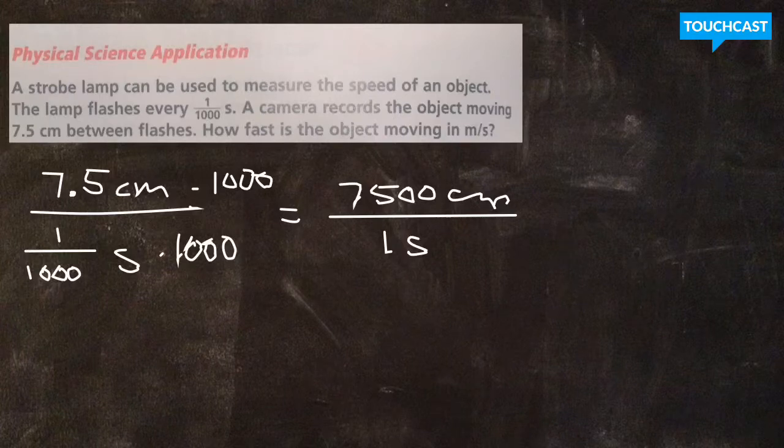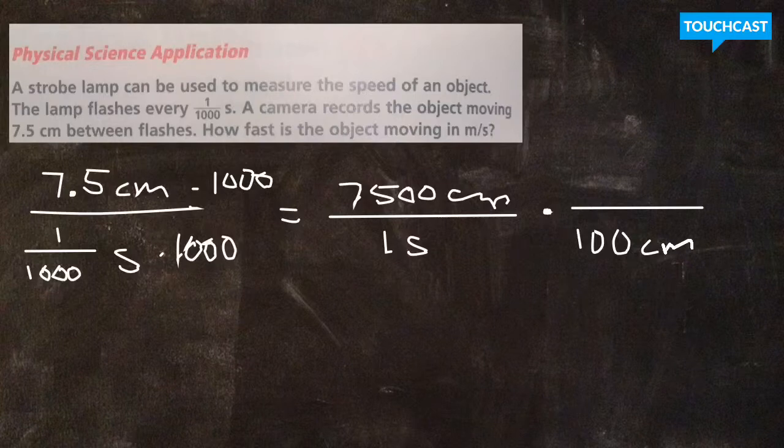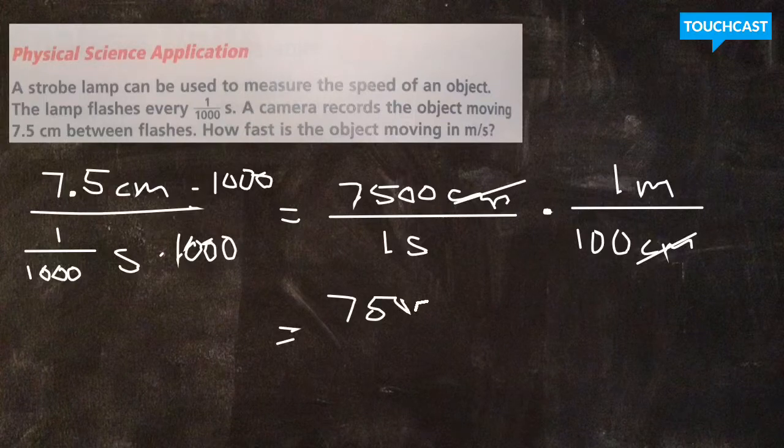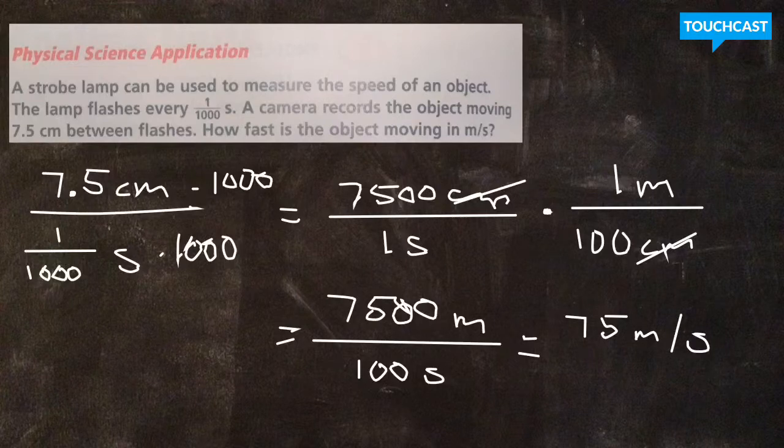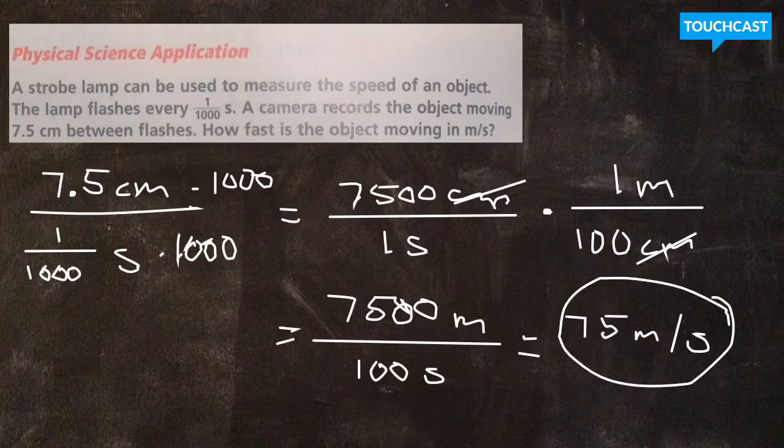Now we can convert the centimeters to meters. Well, we know that there are 100 centimeters in a meter, and since centimeters are in our numerator, we want the centimeters in our denominator of our conversion factor. So 1 meter over 100 centimeters. This will cancel out the centimeter labels. Now we can multiply 7,500 by 1 to get 7,500 meters over 1 times 100, or 100 seconds. We've got meters per second, which is what we were asked to convert to. Now let's just divide the 7,500 by 100. That will give us 75 meters per second. The object was moving 75 meters per second.